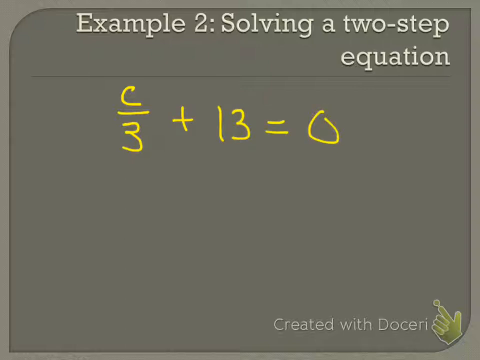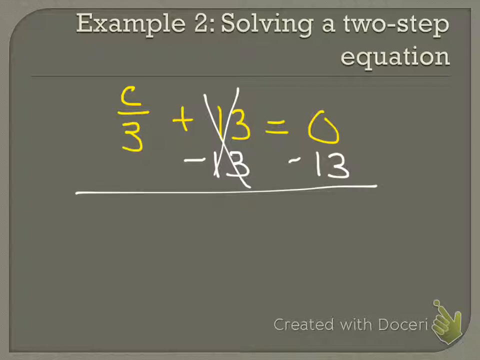I have c over 3 plus 13 equals 0. Now, same concept here. I need to get all of the numbers not attached to my variable to the other side first. So what do I need to do first? I need to subtract 13 from both sides to get it to cancel. Move my numbers that are not attached to my variable to the other side first. Do the opposite. So now I have c over 3 equals what? Negative 13. 0 minus 13.